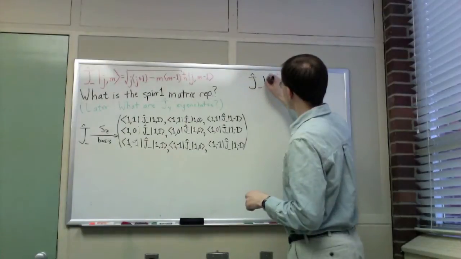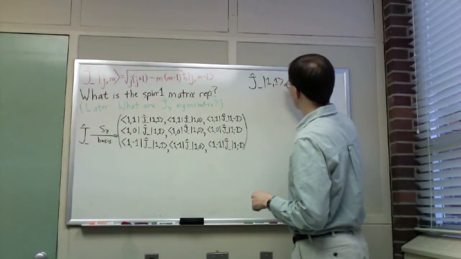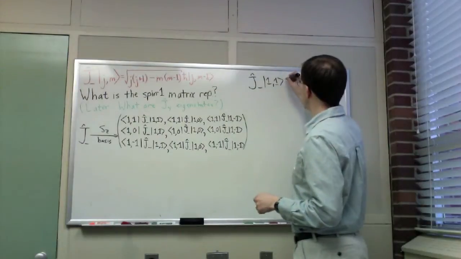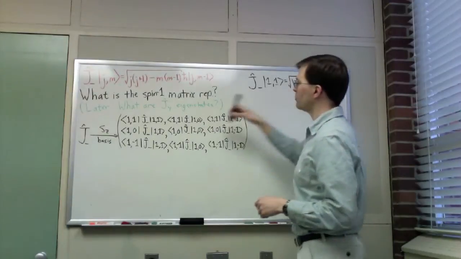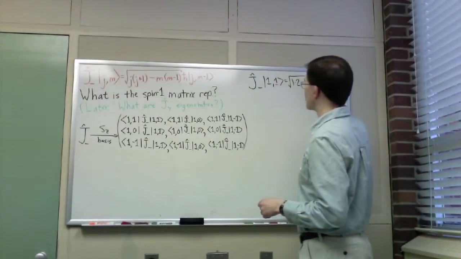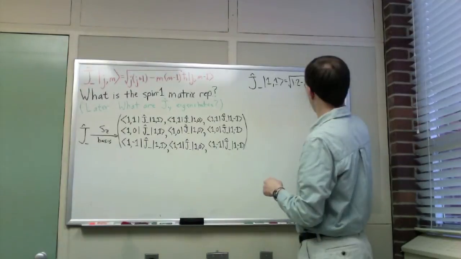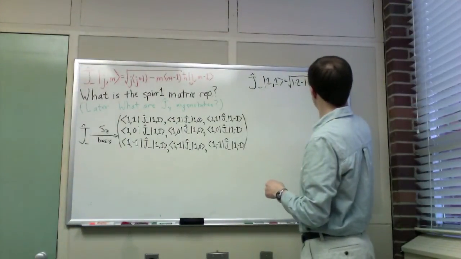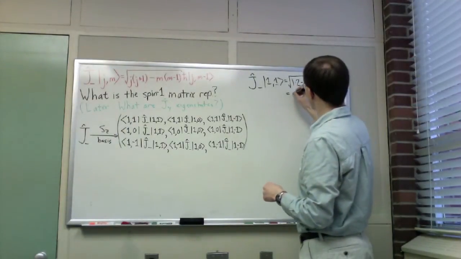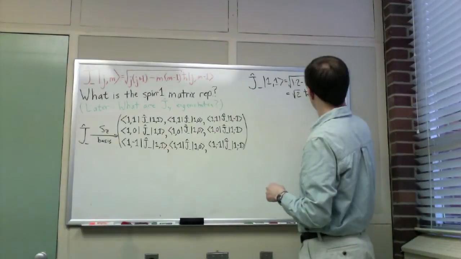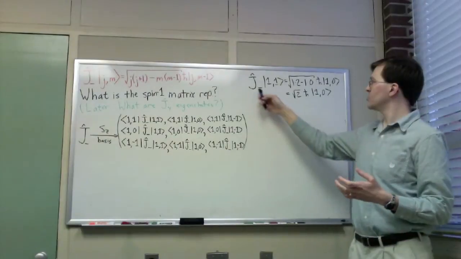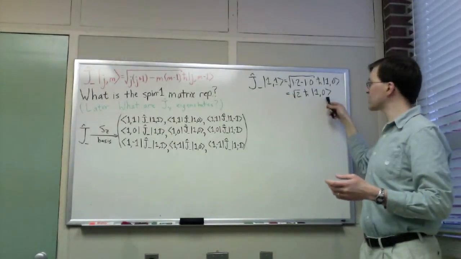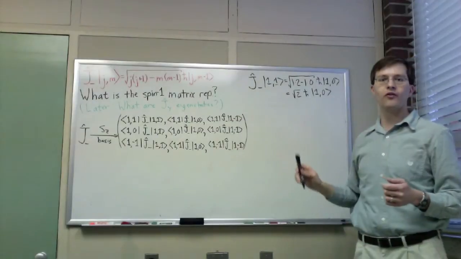J minus acting on 1,1. I can just use this definition. That's going to be equal to the square root of 1 times 2, minus m times m minus 1, where m is 1, so 1 times 0, times h bar times 1 comma 0, or in other words, the square root of 2 h bar times the 1,0 state. So this is what we expected. J minus acting on 1,1 lowers the m value by 1 and gives us some numerical coefficient out front.